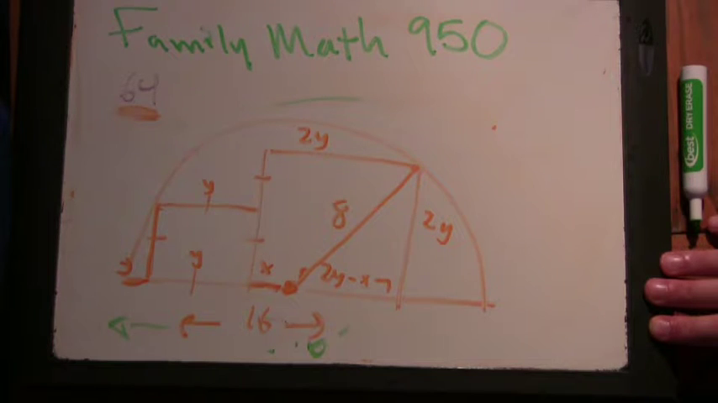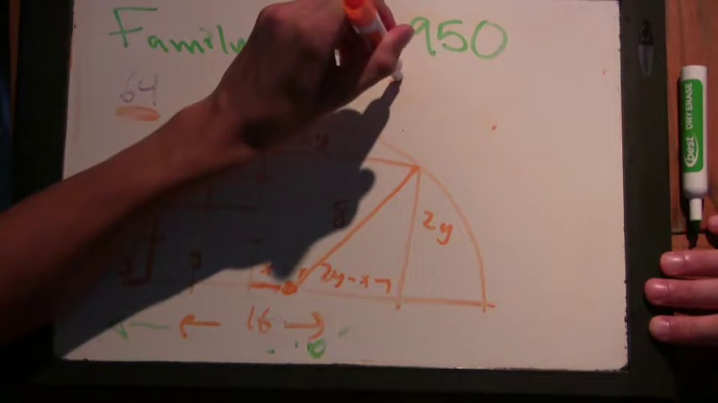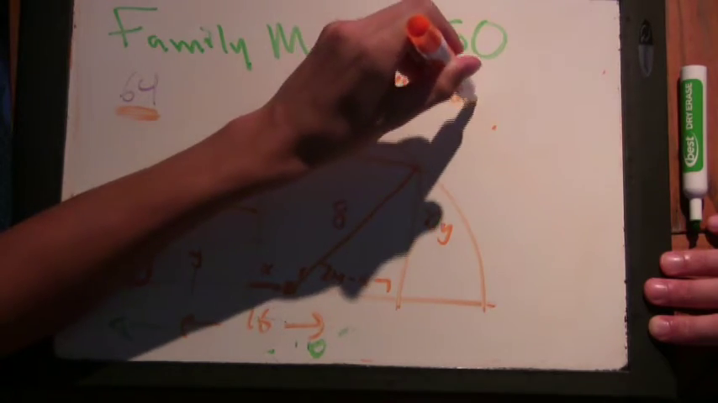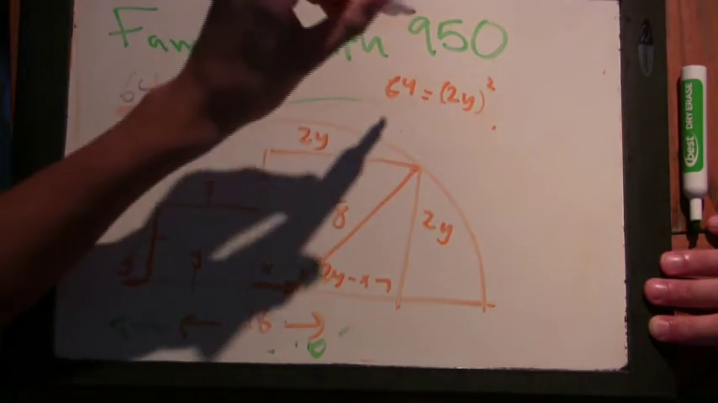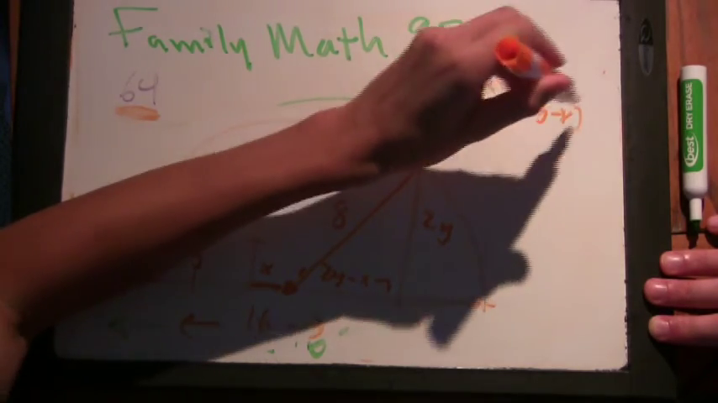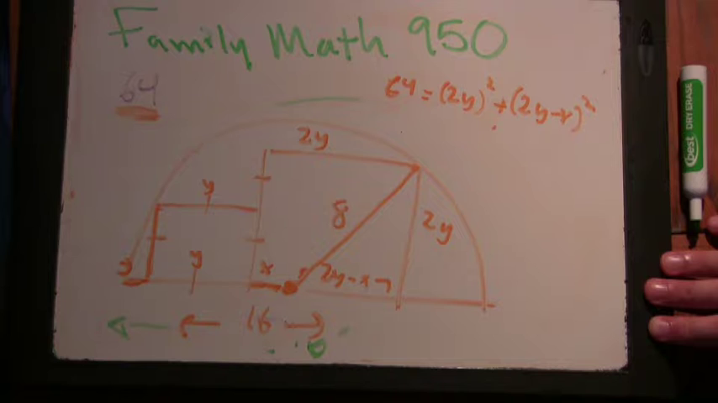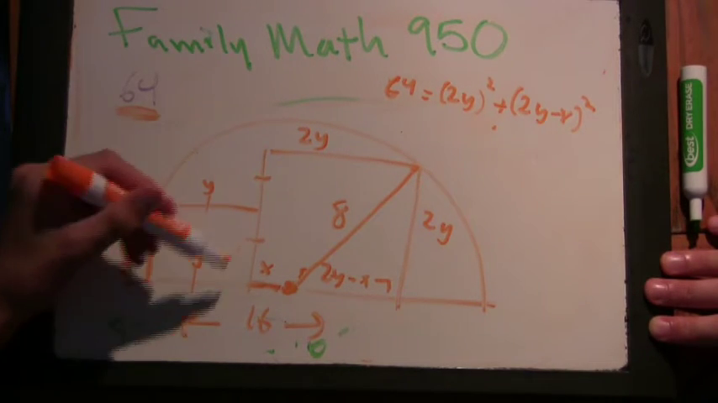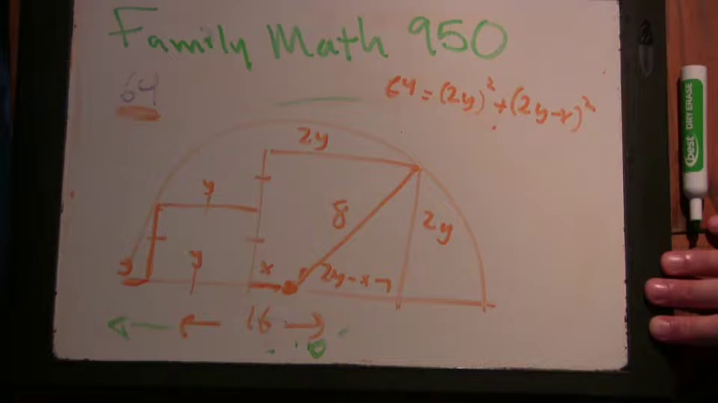Well, what is the equation? So it's 64 equals 2y squared plus 2y minus x squared. All right. Well, that might be useful because maybe we can use this equation and solve for the areas without having to find anything. Okay, so that's an interesting question.